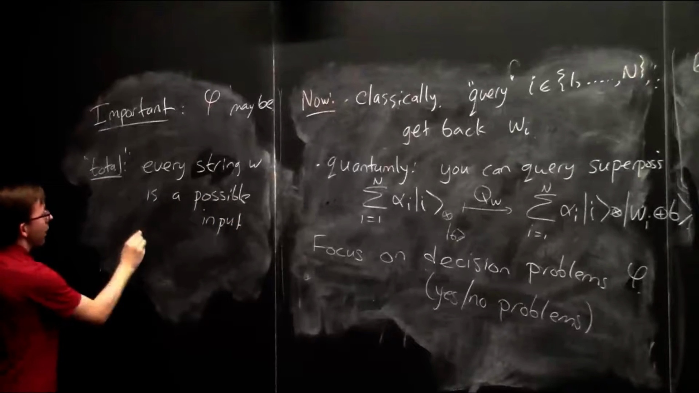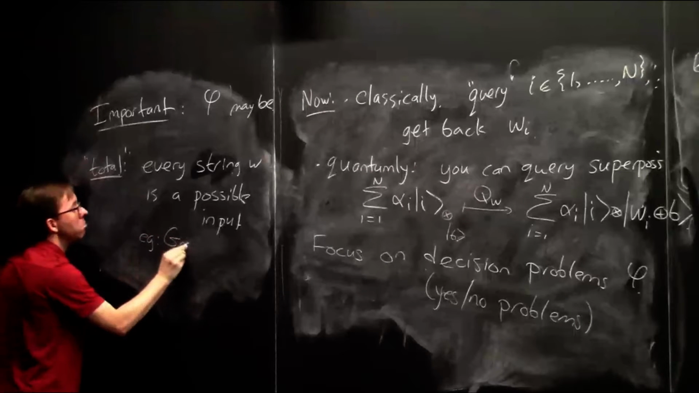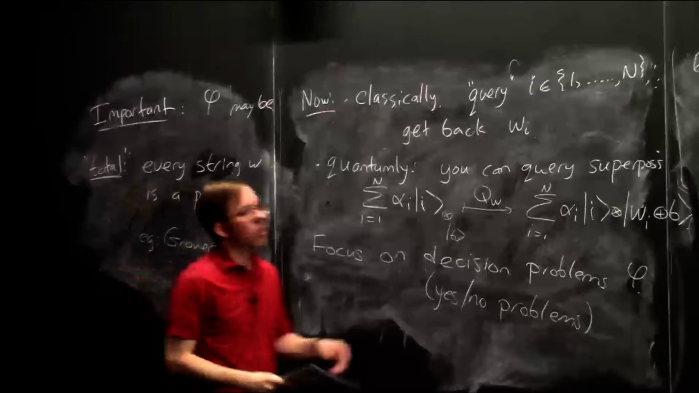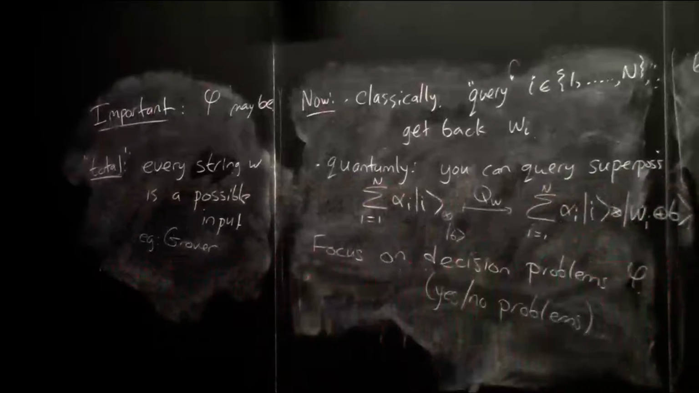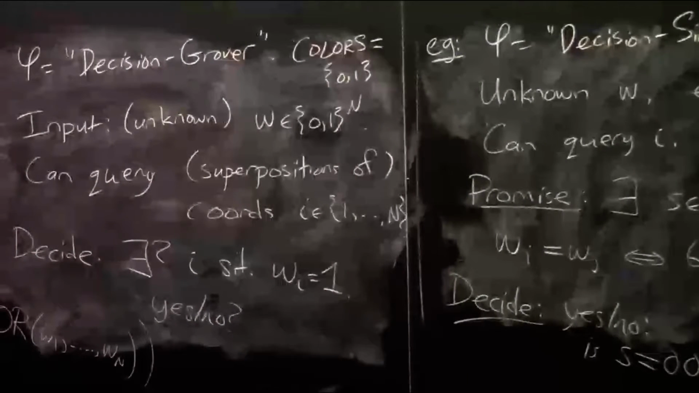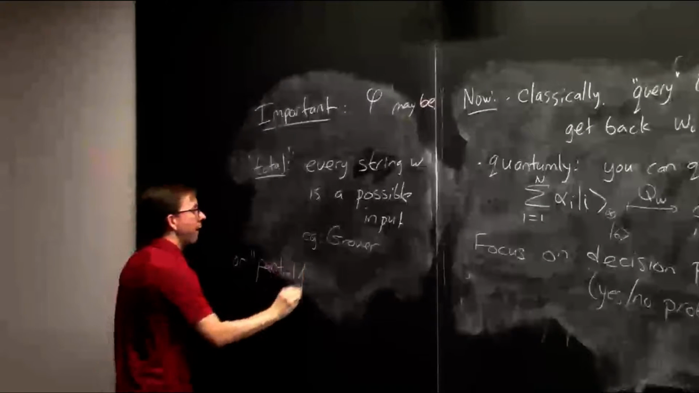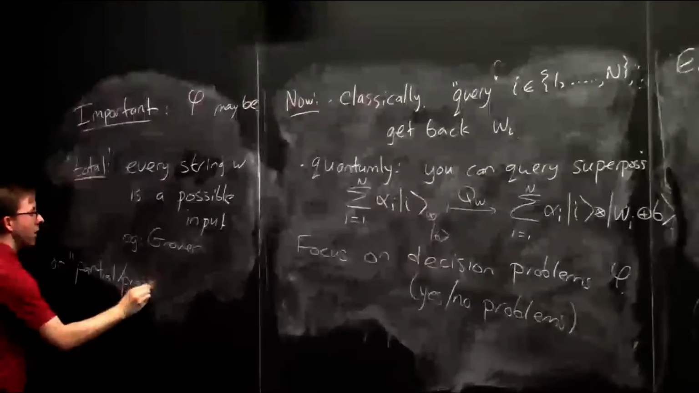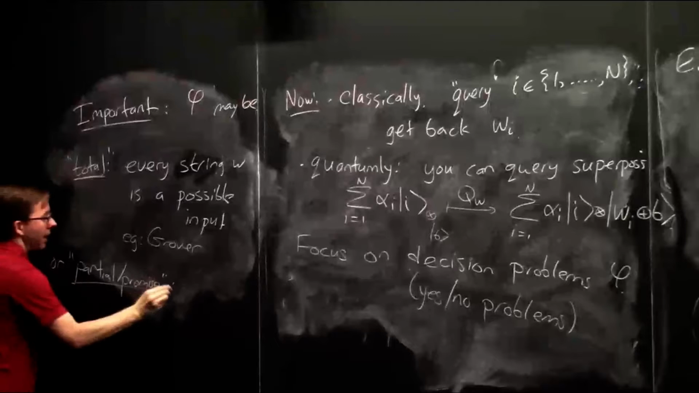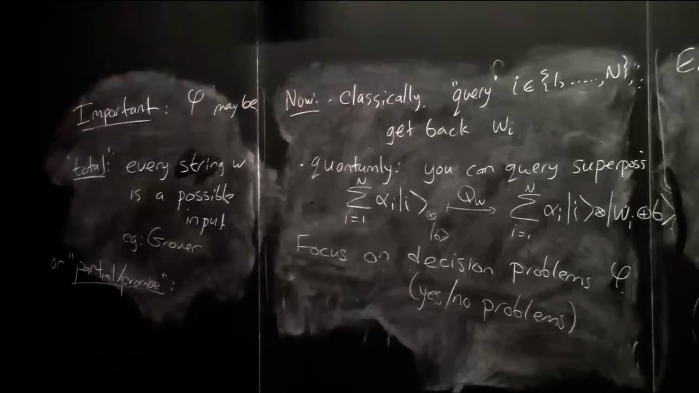I mean, subject to fixing what is the domain of colors. OK, so an example here is this Grover problem. There's no restriction in the Grover problem on what the input is. It's literally any Boolean string. And so we call it a total problem. But we're also interested in what's called either partial or promise problems. I may use these two words interchangeably.